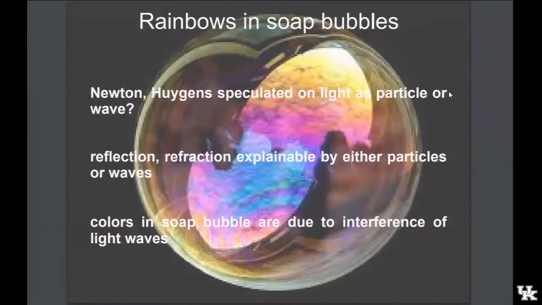Reflection and refraction can be described, understood, as light being either a wave or a particle. So reflection and refraction can't distinguish between light being a wave or a particle. You can explain refraction, for example, by the slowing down of light waves in a higher refractive material, or the slowing down of light particles in a higher refractive index material. So refraction can't distinguish light from being a particle, being a wave.